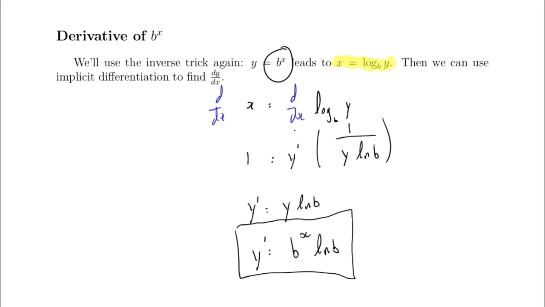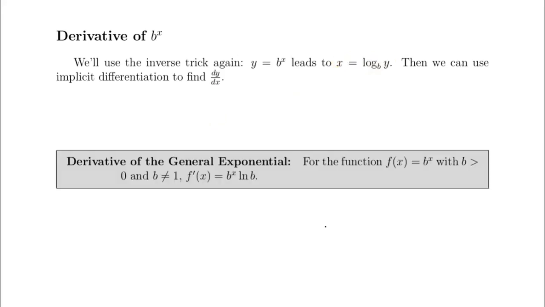Notice that for the exponential e to the x, our derivative was e to the x without this natural log component, but that's because the natural log of e is just 1. So really that coefficient that we were multiplying there was just 1. Awesome. So there's our derivative of the general exponential for the function b to the x, where again that base is some positive number that's not 1. The derivative is b to the x times the natural log of b.